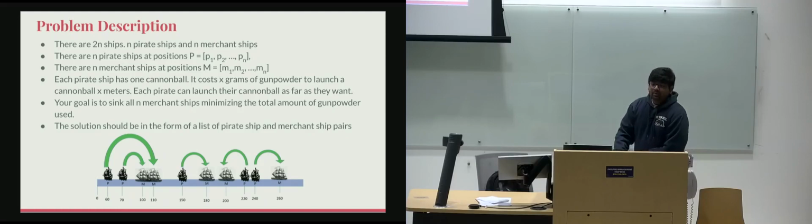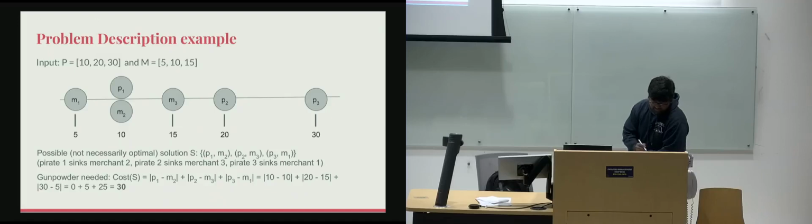Is it clear? Or maybe we can go over an example to better understand this problem statement. Let's say the pirate ships are positioned at 10, 20, and 30, and the merchant ships are positioned at 5, 10, and 15. One possible solution can be like this. This solution is not necessarily optimal; it is just one of the possible mappings that you can do.